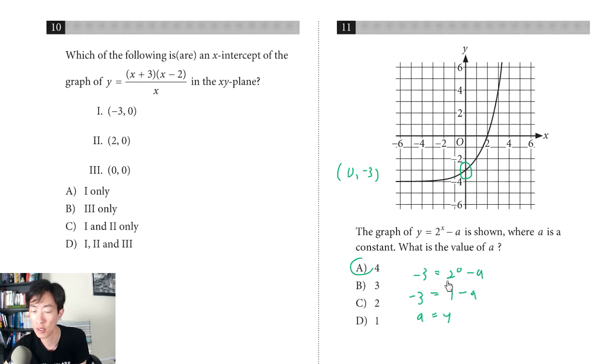If you're not convinced, let's use another point that's easy, where x equals 1. What's this point? That's going to be 1, negative 2. See if it works. Use the equation. The y value is negative 2. Plug it in. 2 to the 1, which is the x value, minus a. So this becomes 2 minus a equals negative 2. Add a to both sides, add negative 2 to both sides. A becomes 4. We get the same answer, so we know our a value is correct.